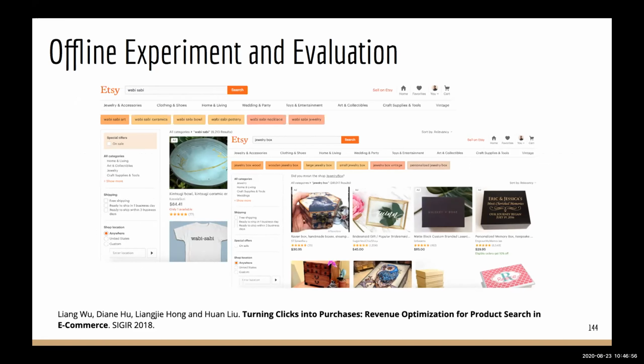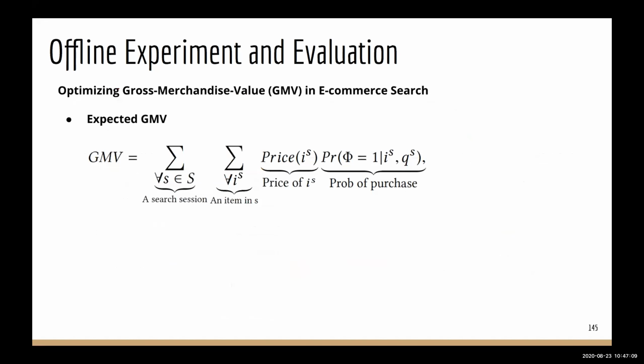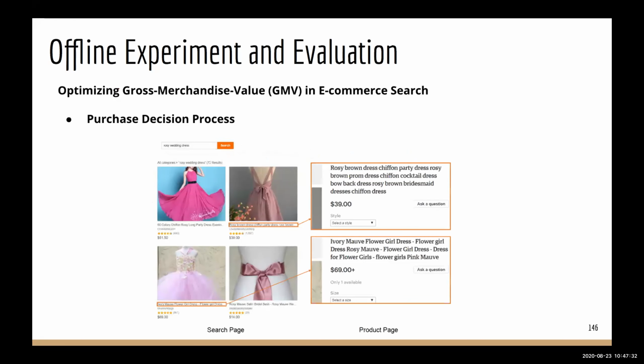Remember I mentioned earlier, the previous work is about understanding the result. Now this one is really about optimizing the revenue from our search result page in e-commerce. I mentioned this briefly: we have this notion called gross merchandise value, called GMV in e-commerce search. If you write it down, GMV is really about the probability to get purchased times the price, and you sum over all the sessions, all the items, and so forth. So this is the GMV you have.